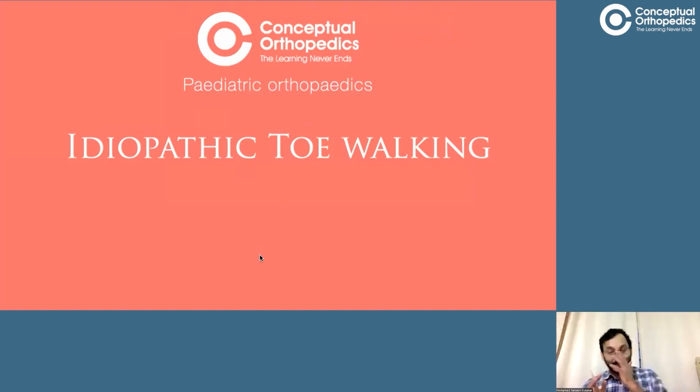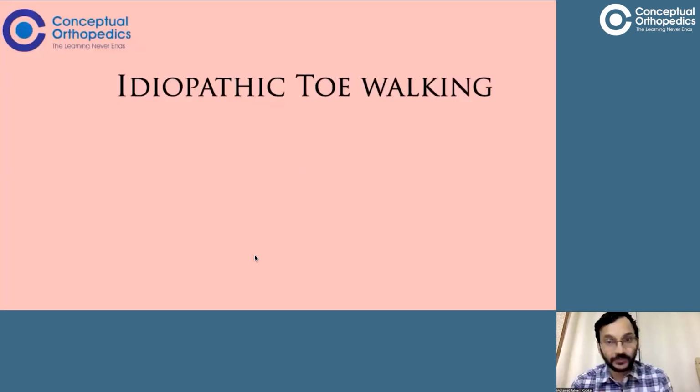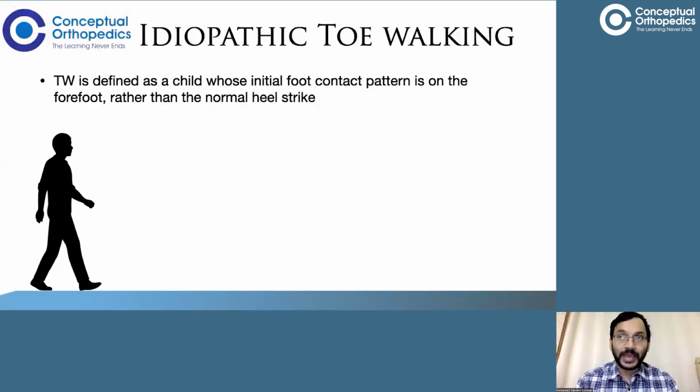So, about toe walking. What exactly is toe walking? As we all know, in the gait we have a stance phase as well as a swing phase. When we have the stance phase, the first thing that meets the ground is the heel. So we call that the heel strike. Now, toe walking is defined as a condition where the initial foot contact pattern in the stance phase is on the forefoot rather than the normal heel strike.